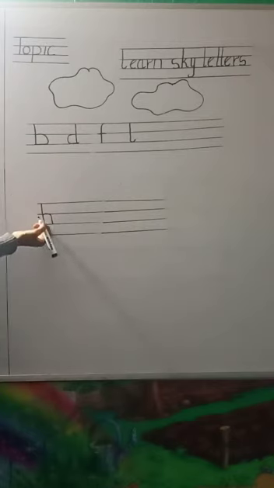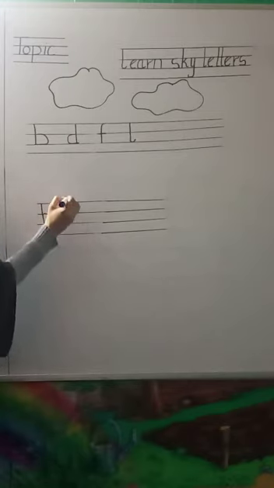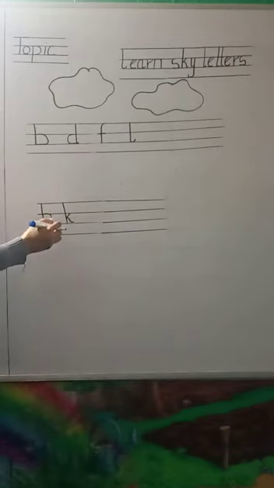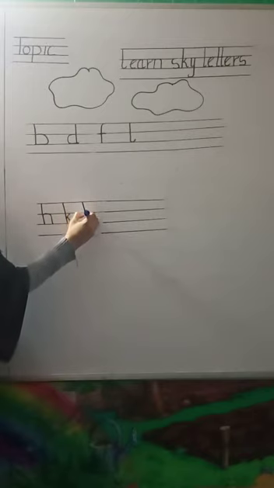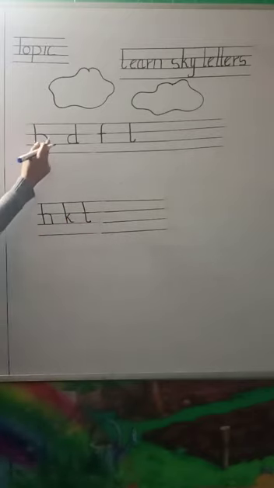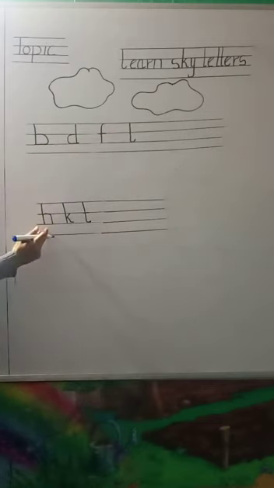Letter H and then letter K. K. Very nice. And then the last letter is letter T. Which letter? Letter T. So, letter B, letter D, letter F, letter L, letter H, letter K and letter T.